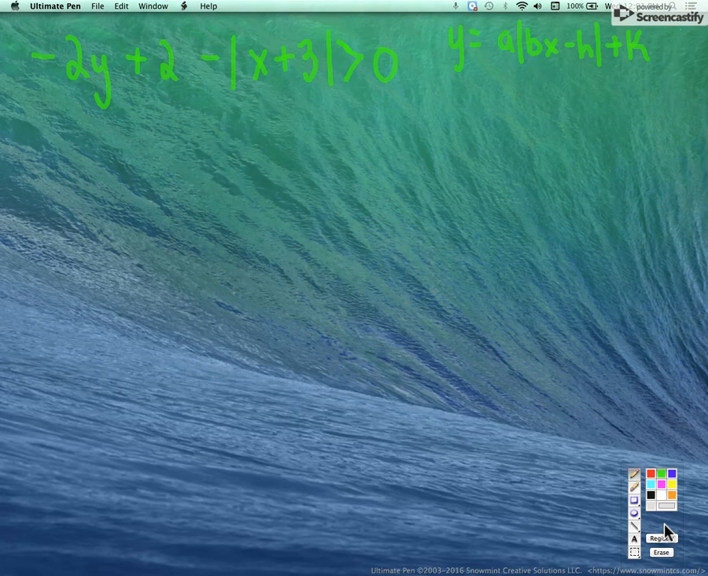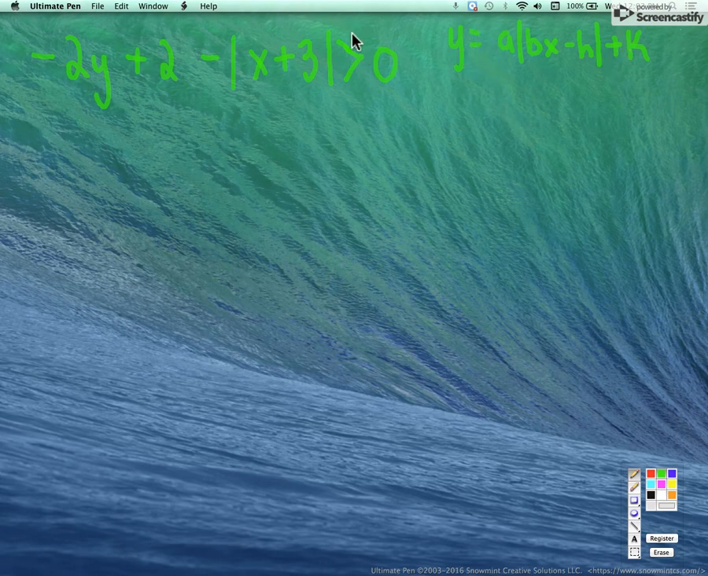So we have our absolute value portion, which is these bars that are right here. That's our absolute value. And we also have our y variable and our x variable. So that's where the two variables come in. If we are asked to solve for y, really what we're trying to do is get it into the standard form of the absolute value equation, which is y equals a times the absolute value of bx minus h plus k.